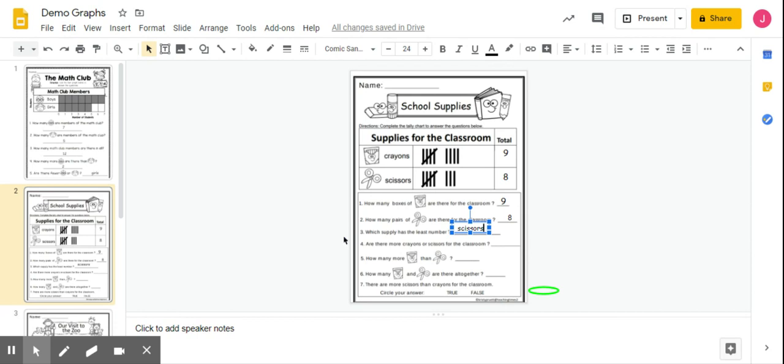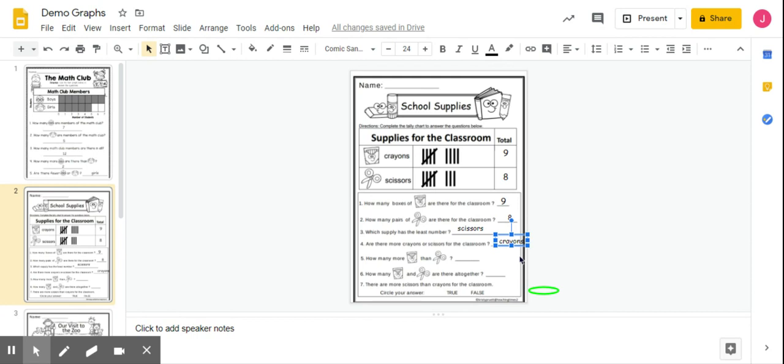Now, question 4 says, are there more crayons or scissors for the classroom? Now, more would be bigger or a bigger amount. And so 9 is greater than 8, so crayons would be the answer. If you need to, you can always extend out your text box. If not, you can just leave it because Miss Sewell knows what you were trying to do.